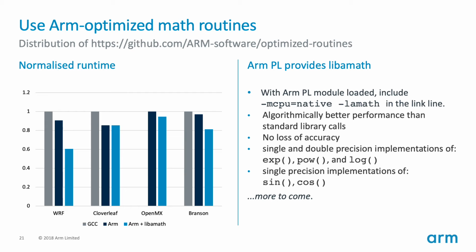If you look at CloverLeaf, you'll see, interestingly, there's no performance gain from using ARM optimized math routines because CloverLeaf is not compute intense, right? It's not invoking exponent and power and log. It's more of a memory movement benchmark. So naturally, the performance is unchanged by linking again in the math library. But codes like WRF and Branson show a significant performance gain from linking against this, and there's a good chance yours will too if it's compute bound.